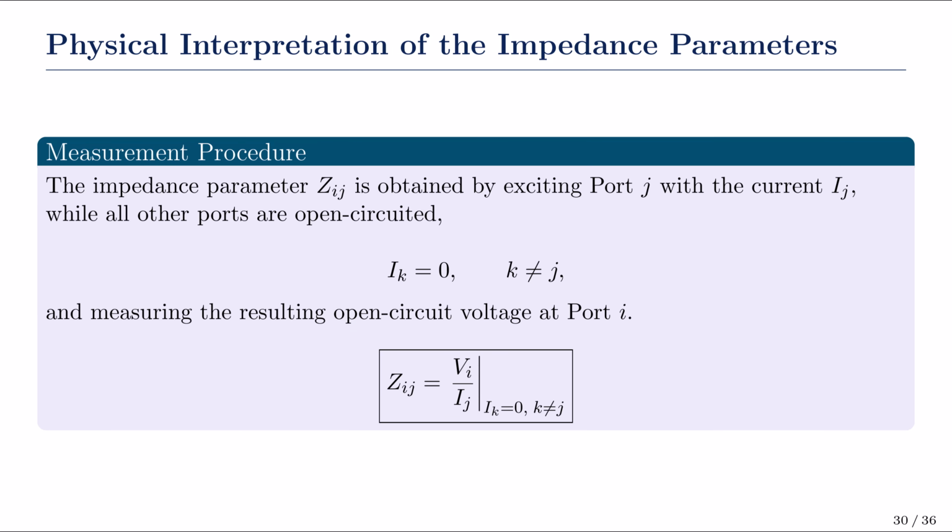This slide explains how an impedance parameter is measured in practice. To determine the element Zij, we inject a current into port J while ensuring that every other port is left open-circuited. The voltage that appears at port I is then measured. The ratio of this measured voltage to the injected current gives the impedance parameter Zij. This experimental viewpoint makes the mathematical definition much easier to understand.